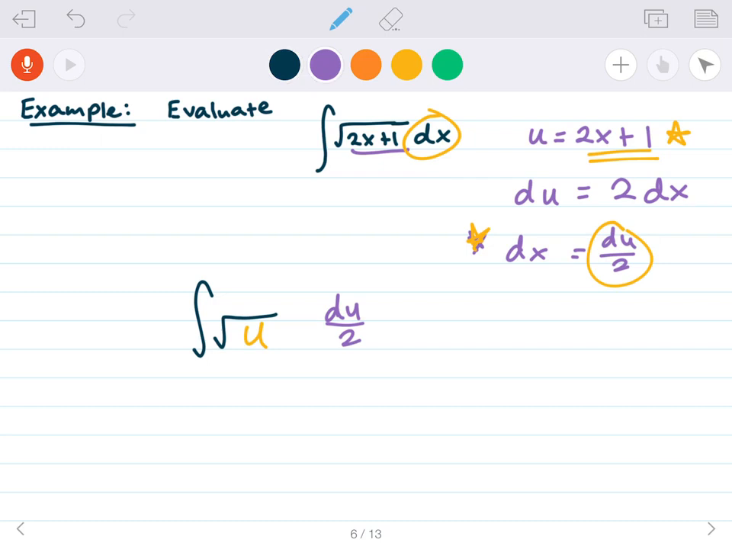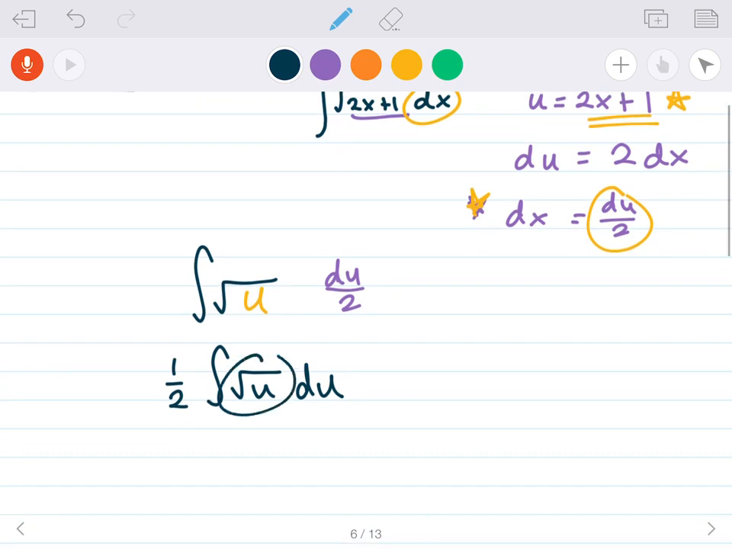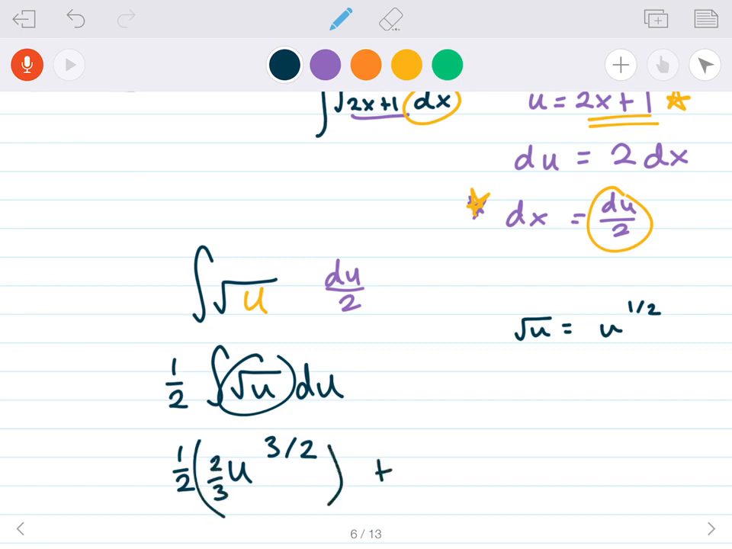Now this du over 2, that is 1/2 times du, so I'm pulling the 1/2 out. And I get this. Now, I have a very simple function that I can integrate with respect to u. So remember, square root of u is the same thing as u to the 1/2. So when I integrate this thing, I'm going to get u to the 3/2 over 3/2, which is just times 2/3. All right, plus c.